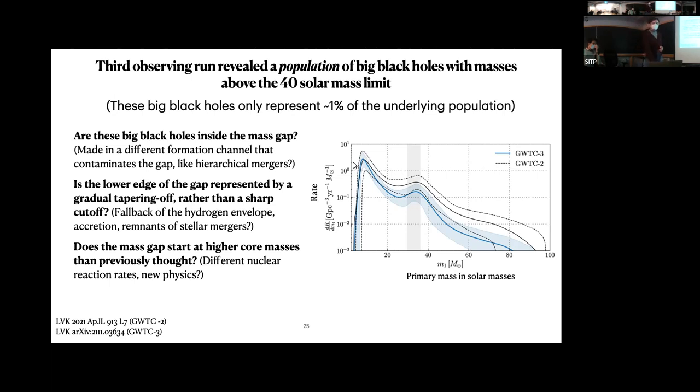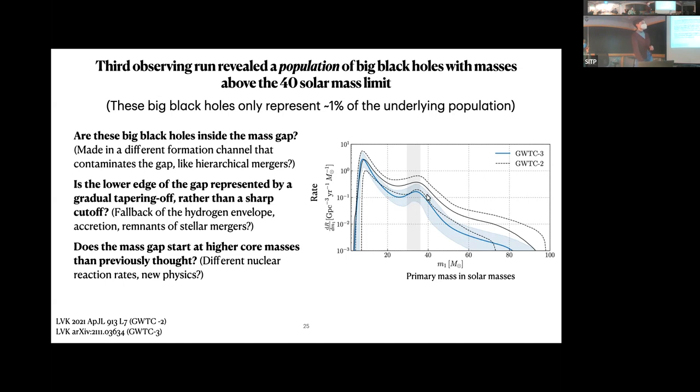A simple extension is to add another feature to that power law. So here there's a Gaussian peak on top of an underlying power law. And you can see that there are more of these black holes between 30 and 40 solar masses or so, and then this drop off in the rate as a function of mass. It could be that because of these additional complications, like fallback of the hydrogen envelope, or accretion, or maybe stellar mergers before that star becomes a black hole, what we used to think was a sharp cutoff looks a little bit more tapered. And so maybe this thing that we're seeing here is the feature of pair instability. It's just not a sharp cutoff anymore.